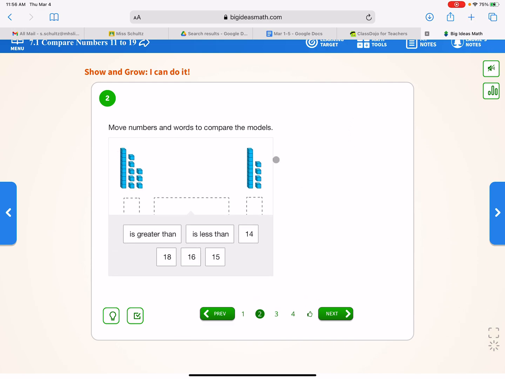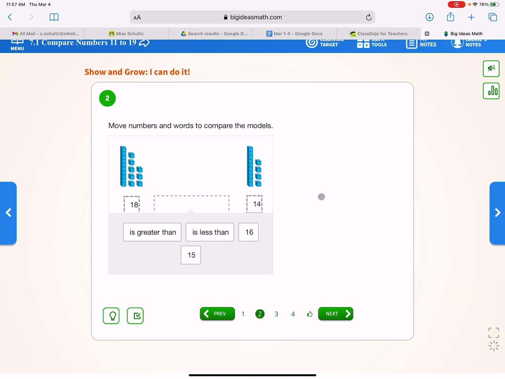Okay, so we have a different set of blocks. So we have 1 rod, and then we have 11, 12, 13, 14, 15, 16, 17, 18. So we have 18 in this one. How many are in this one? I'm going to give you 5 seconds to count on your own and then shout it out wherever you are. Okay, 5, 4, 3, 2, 1. So in this example, we have 1 rod, so that's 10. And then we have 11, 12, 13, 14. We have 14 now. Which one is bigger? Is it the 18 or the 14?